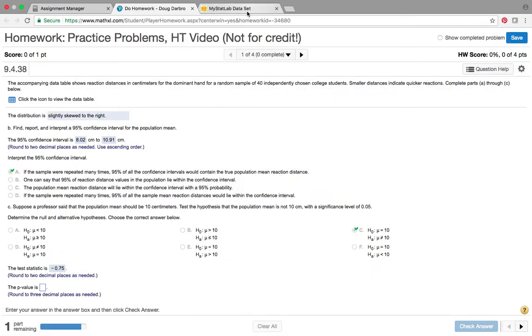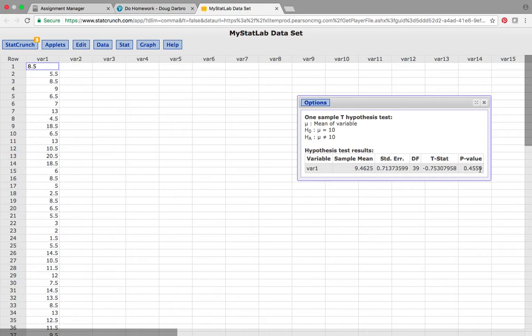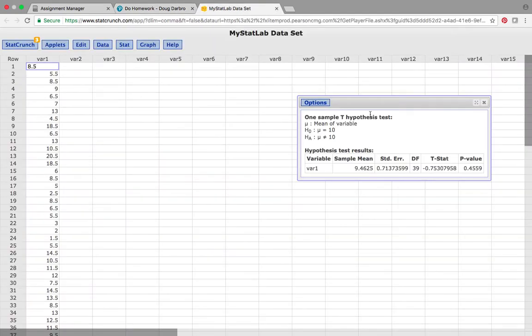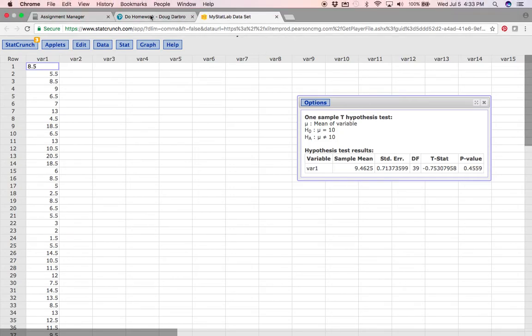The p-value is right out here, 0.46. Well, it's just 3 places, so we have to regroup. So 0.456.